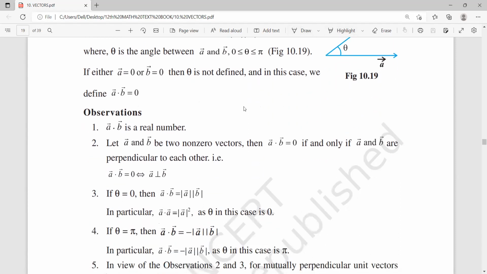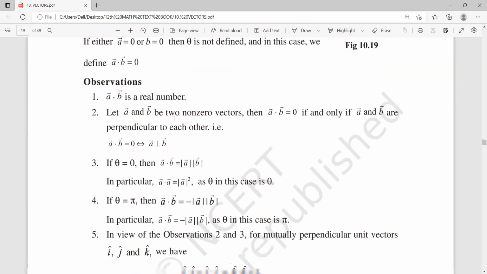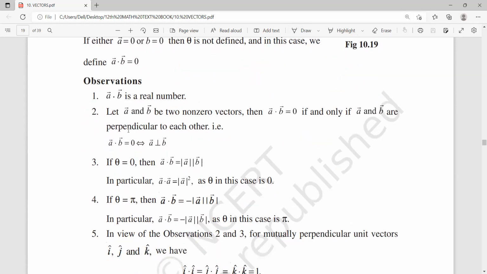Now, first you need to observe here that A dot B is a real number, a scalar. I told you, A dot B is a real number. Mod A is a scalar, mod B is a scalar, cos theta is a real number. So therefore A dot B is a scalar. And if A and B are non-zero vectors, A dot B is 0 if and only if A and B are perpendicular to each other. A is not 0, B is not 0, but A dot B is 0. That means A and B must be perpendicular.